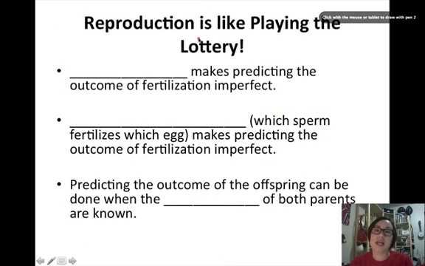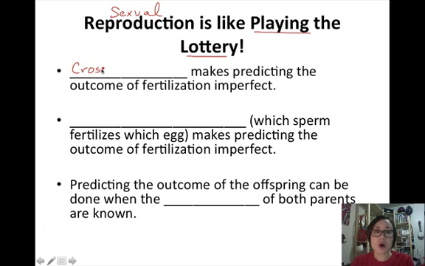During our Intro to Genetics video, we talked about the concept of reproduction being a lot like playing the lottery. The reason why we say reproduction, specifically sexual reproduction, is a lot like playing the lottery is because something called crossing over that takes place during meiosis when we're actually forming our gametes makes predicting the outcome of fertilization imperfect. Because remember, crossing over creates genetic variation. That means that we are intentionally mixing up our DNA to get new combinations of genes.